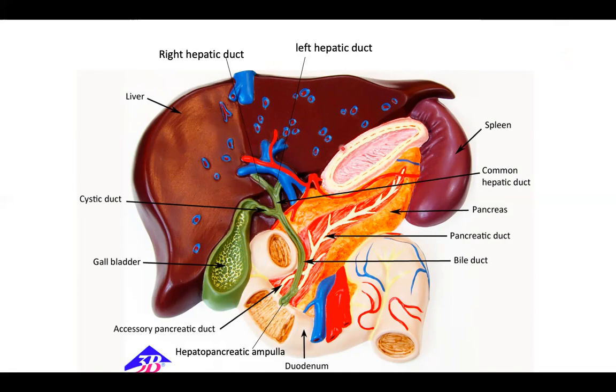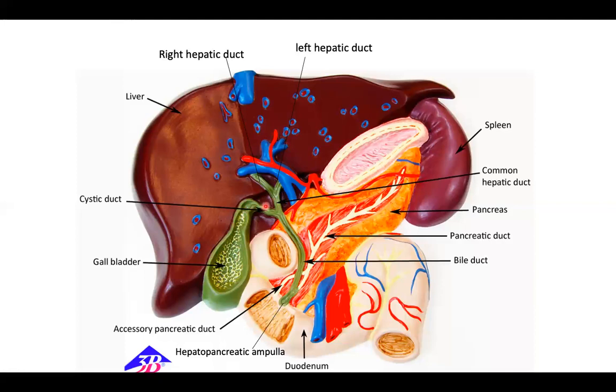So this is your right lobe, here is your left lobe. So you will get a right hepatic duct and a left hepatic duct. As they come out of the liver, they merge together and form a new duct called the common hepatic duct. The duct that is coming from the gallbladder right here is called the cystic duct. So now I have a duct from the gallbladder, the cystic duct, and a duct from your liver called the common hepatic duct.